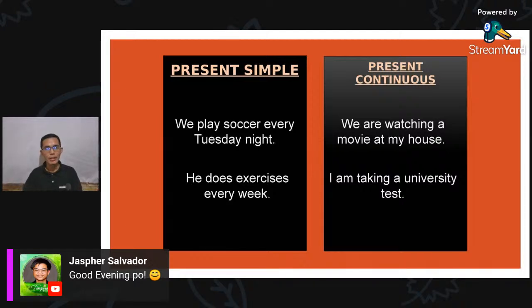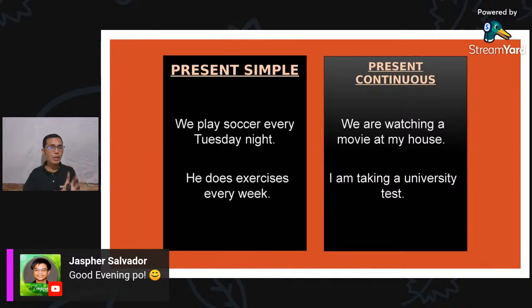Okay, so examples of present simple and present continuous. Okay, so let's read sentence number one. We play soccer every Tuesday night. Okay, so from the sentence, we can easily understand na ito ay present simple. Okay, ginagawa nila every Tuesday yung paglalaro ng soccer. So, isa sa indicator ng isang sentence ay present simple ay mga salitang every Tuesday, something like that. Usually, every, something like that. Mamaya, pag-aralan natin yung mga signal words kung paano natin malalaman yung present simple.